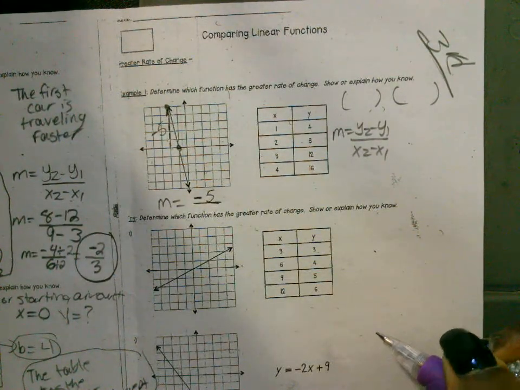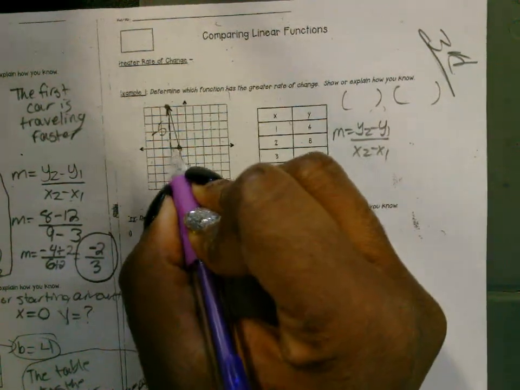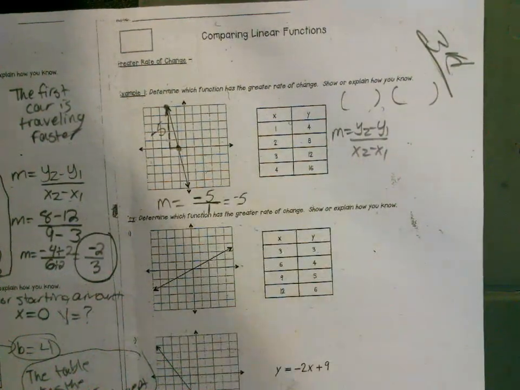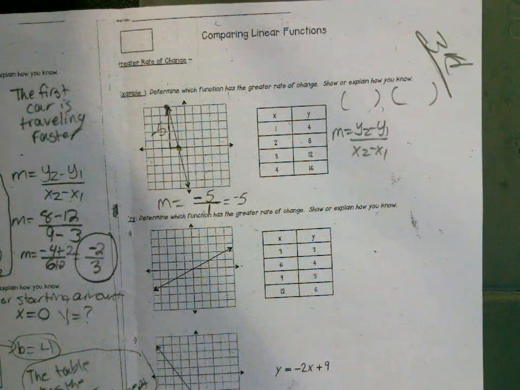How far do we go over to get to that point? 1. We go over a +1. So our slope for the graph is -5. We're going down 5. Let's do the slope of the table so we can compare which one is the greater or has the greater rate of change.